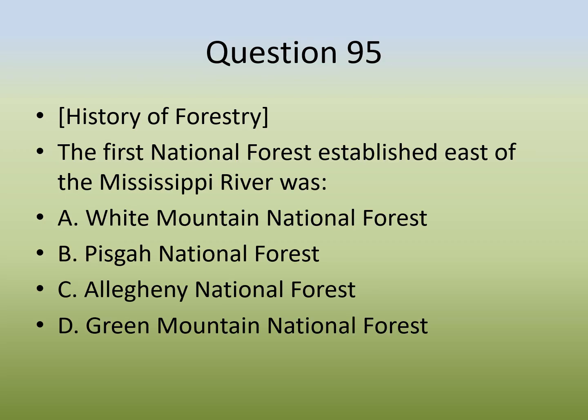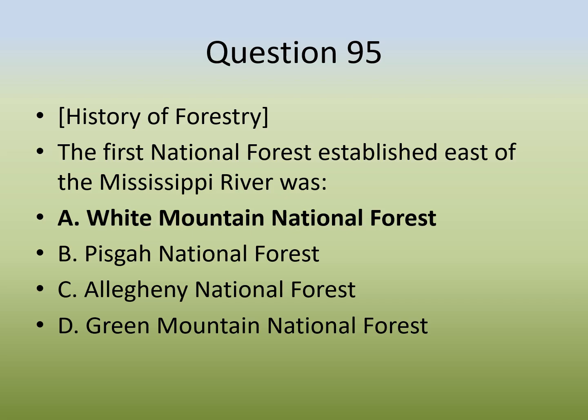The first national forest established east of the Mississippi River was A, White Mountain National Forest, B, Pisgah National Forest, C, Allegheny National Forest, or D, Green Mountain National Forest? The answer is A, White Mountain National Forest.